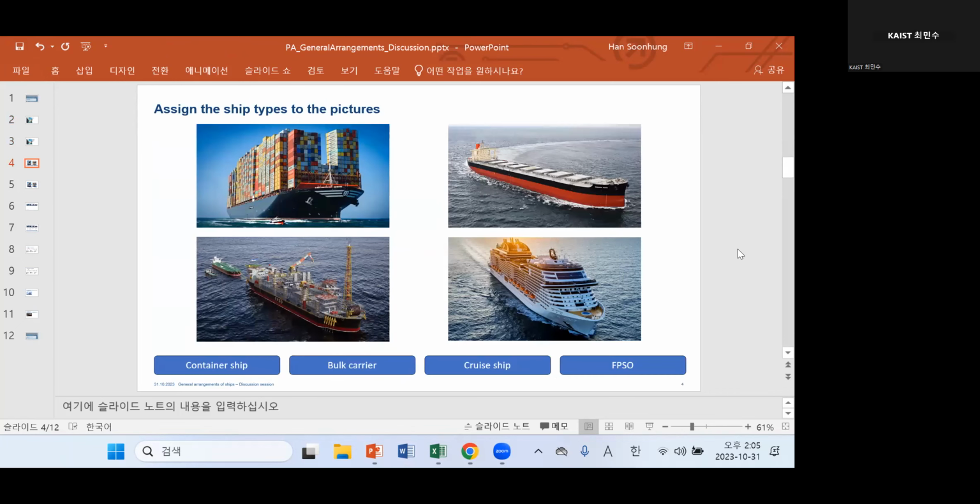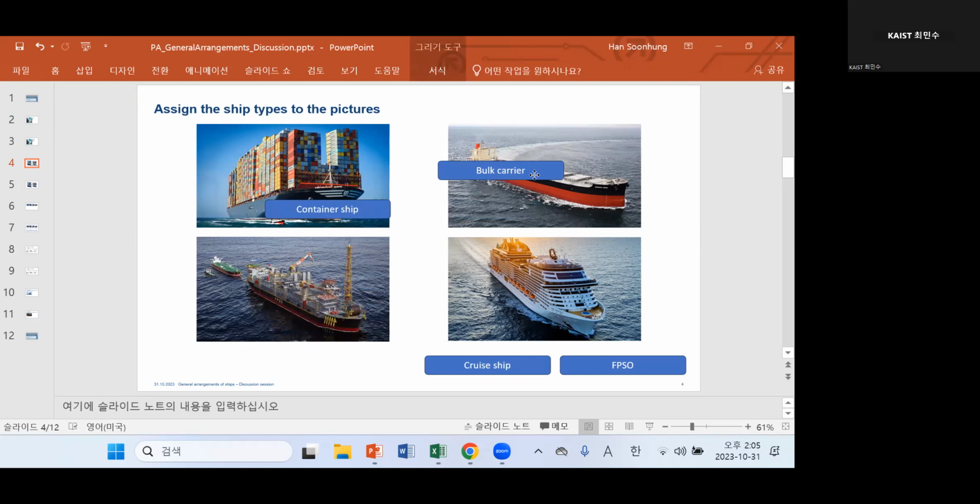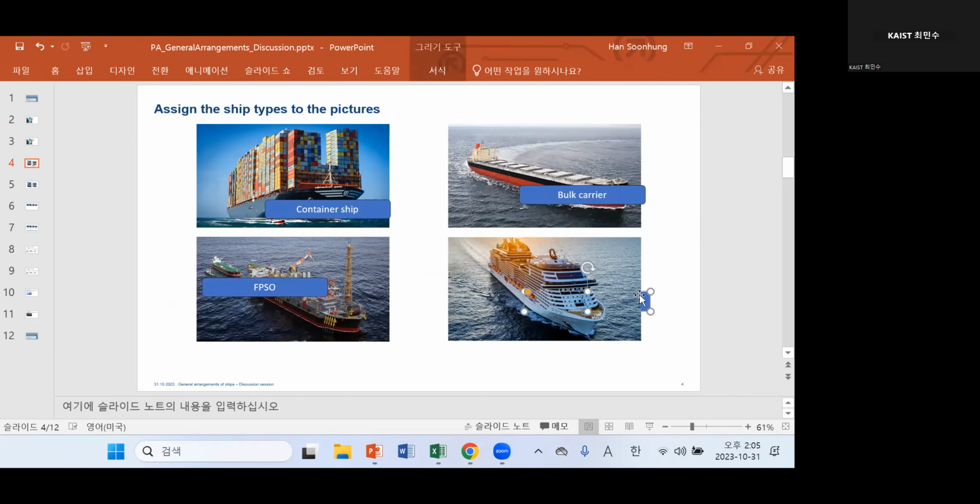And okay, this is also easy just to get started. Can you maybe assign the ships? A few pictures. So it's a container ship, bulk carrier. Which one? The top one, right one. Then we have FPSO and cruise ship. Very nice.